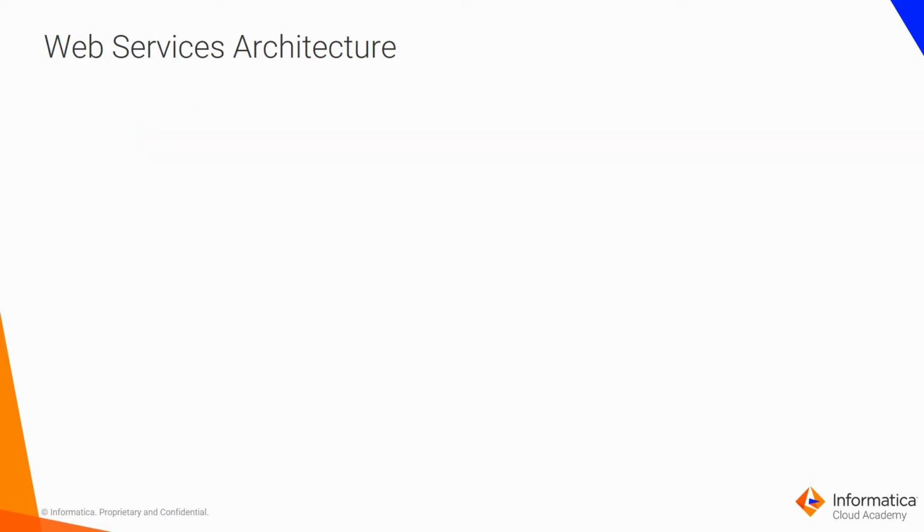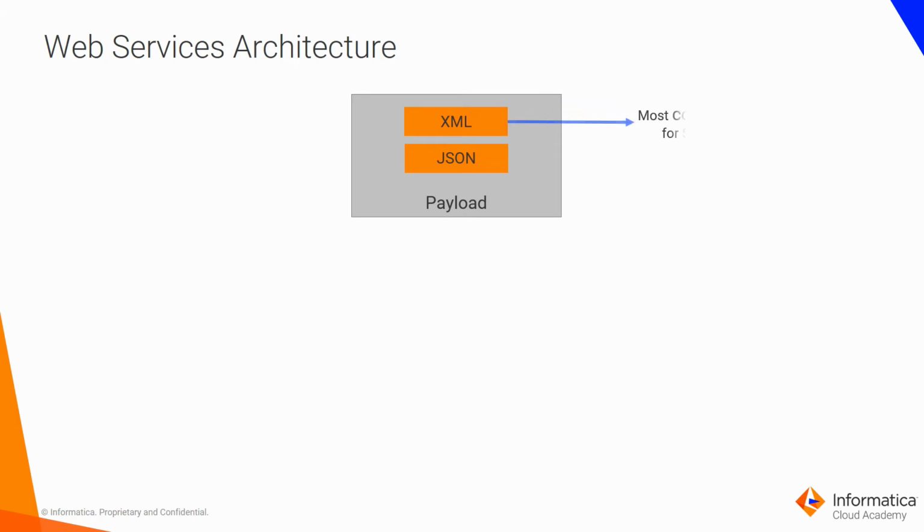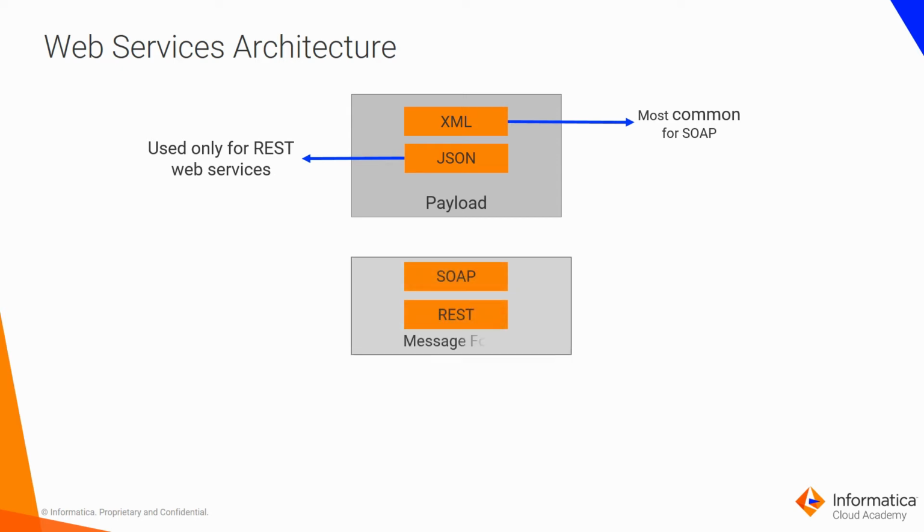Let us now discuss what services or protocol fit inside a web service. XML or JSON in the payload. XML most common for SOAP. JSON used only for REST web services. The reason that XML and JSON are used as payload is that the data is self-describing. You can thus send the whole payload to the target system and it would understand the request you're looking for. SOAP and REST. These are the message format or different representations of a web service.